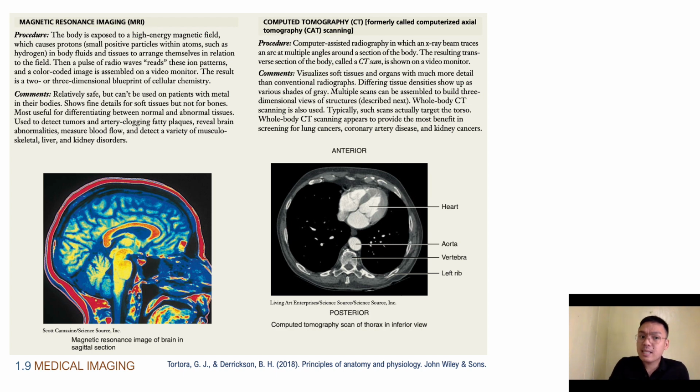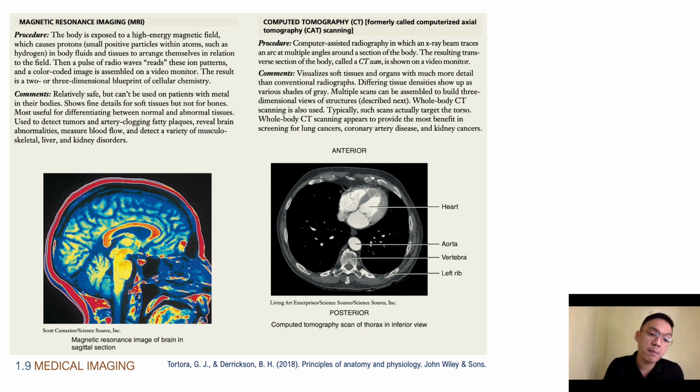So it's relatively safe, okay, but comments on it: it cannot be used with patients with metal in their bodies, like when they have pacemakers. It shows fine details for soft tissues but not for bones. Most useful for differentiating between normal and abnormal tissues, and also used to detect tumors and artery-clogging fatty plaques, revealing brain abnormalities, measuring blood flow, and detecting a variety of musculoskeletal, liver, and kidney disorders.